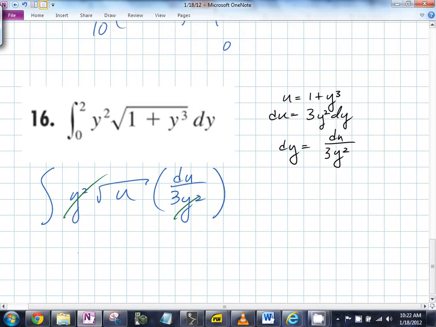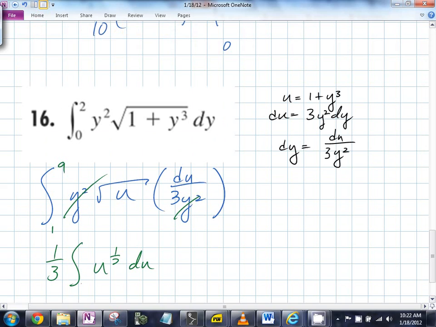What have I not written in? The limits of integration. The limits of integration were going from 0 to 2, but now they're going from 1 to 9. u is equal to 1 plus y cubed. So, yeah, 1 to 9.